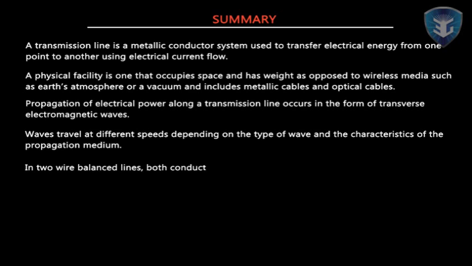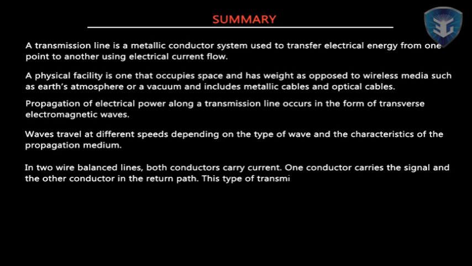In two wire balanced lines, both conductors carry current. One conductor carries the signal and the other conductor is the return path. This type of transmission is called differential or balanced signal transmission.